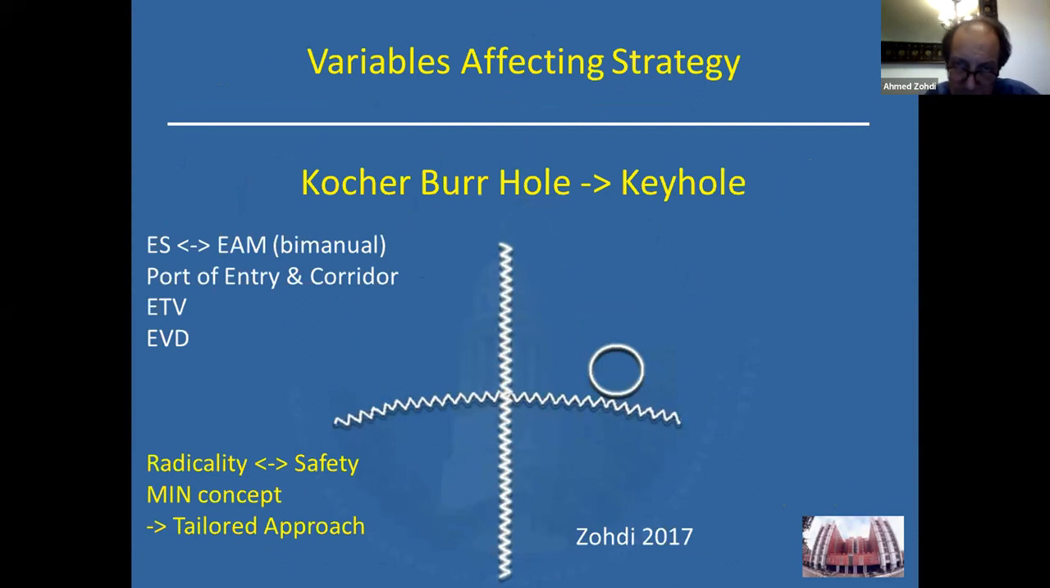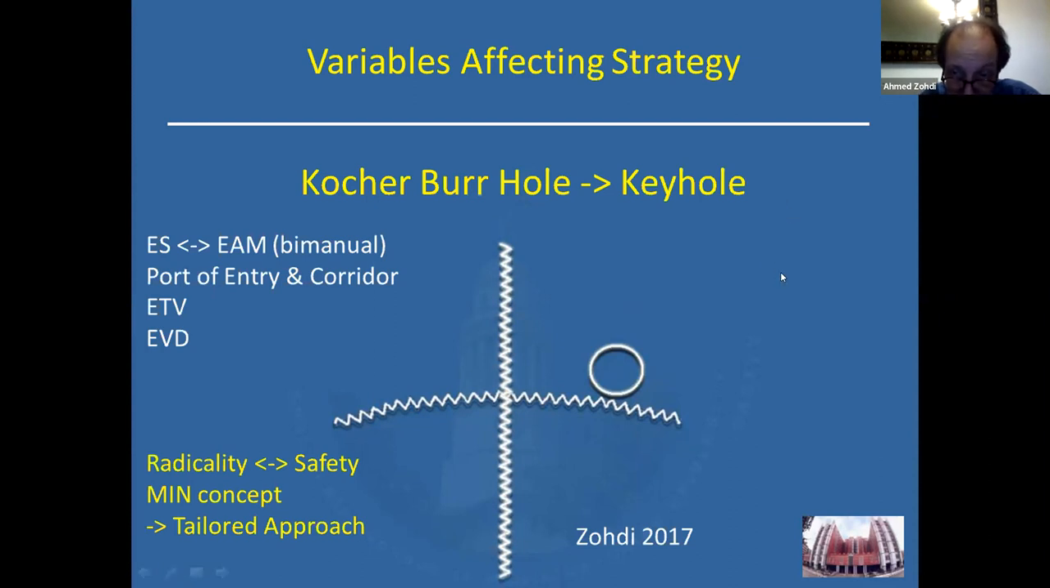Now, the variables affecting strategy, I strictly believe, and my team, that the keyhole for any intraventricular surgery, especially in and around the third ventricle, is the Kocher point. Because through this Kocher hole, you can manage a lot of things. You can start by endoscopic surgery, turn into endoscopic assisted by manual. The port of entry and corridor is suggested by this Kocher rule when you do an investigation or you just go in to see what's happening.